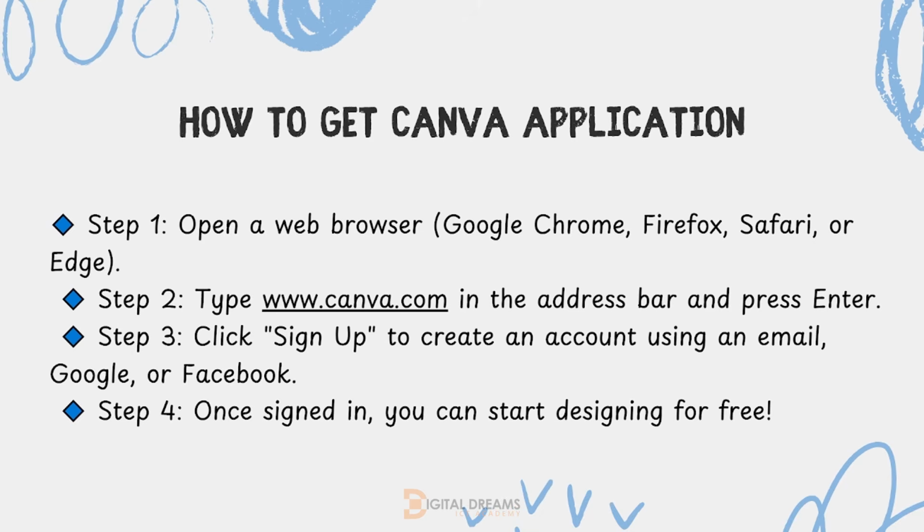After you have done that, you click sign up to create an account using your email, your Google, or your Facebook account. The last step is for you to sign up. When you've already signed up, then you start designing for free, even though there are some elements and templates in Canva that are premium. Premium means that you need to pay for it to be able to use it.